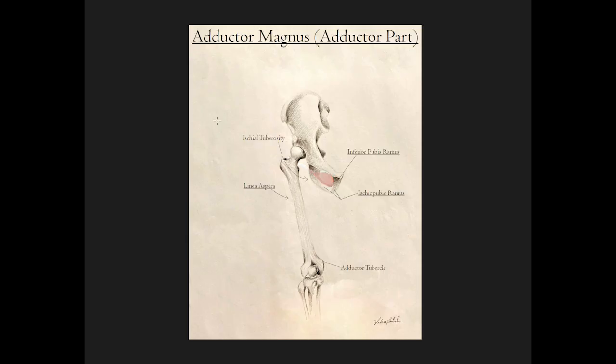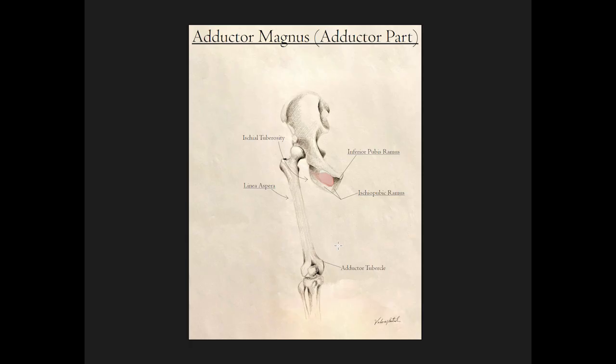Okay. Next, we have the Adductor Magnus. Remember that the Adductor Magnus is split into two parts. In a previous video of the posterior thigh, we talked about the hamstring part that functions with the rest of those posterior thigh muscles. Now we're going to talk about the adductor part that functions with these medial thigh muscles, okay?